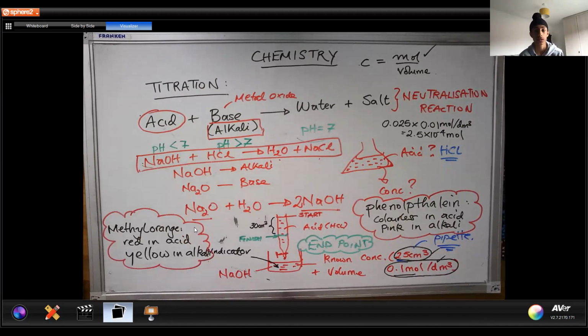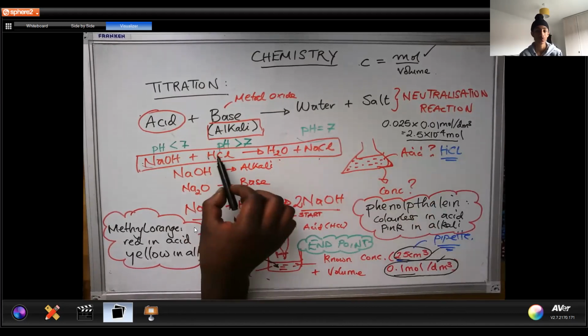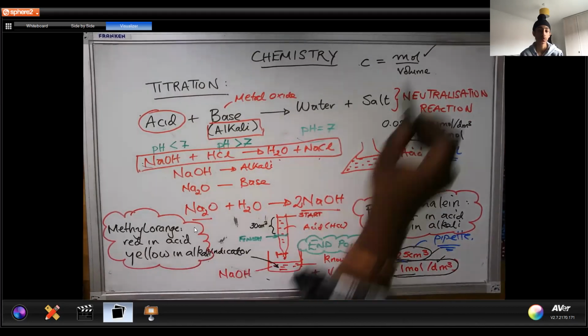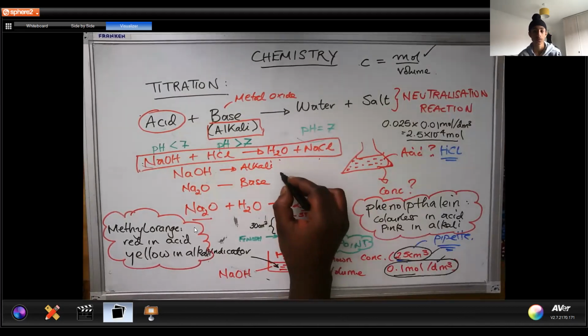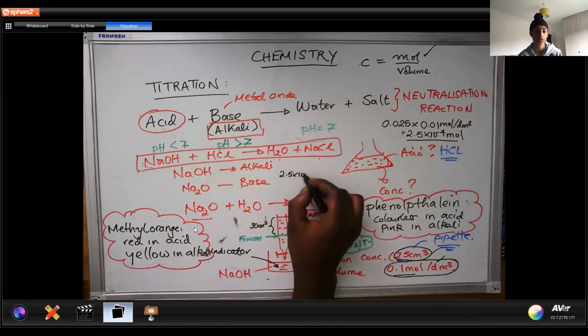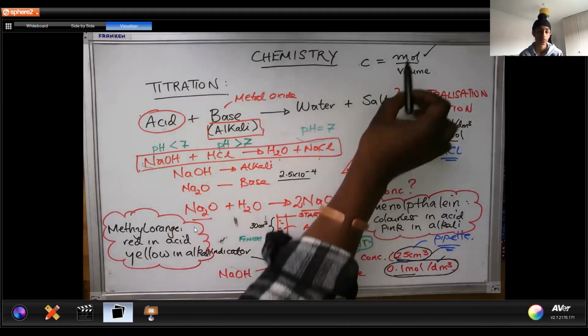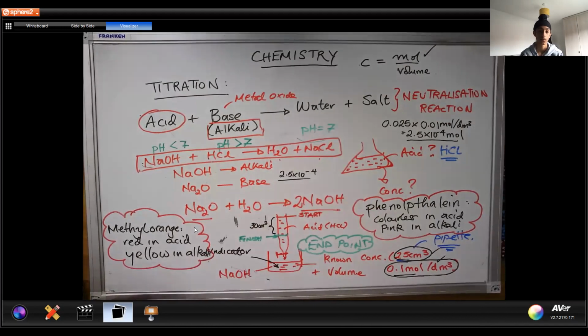So I know, therefore, that in 30 centimeter cubed of the acid, there was actually 2.5 times 10 to the minus 4 moles of the hydrochloric acid. So now I can work out the concentration of the hydrochloric acid by what? By using this formula, moles divided by volume. So my moles this time are 2.5 times 10 to the minus 4. I divide that by the volume I used, 30 centimeter cubed. So I'm using that formula. So 30 divided by 1,000, what does that give me?